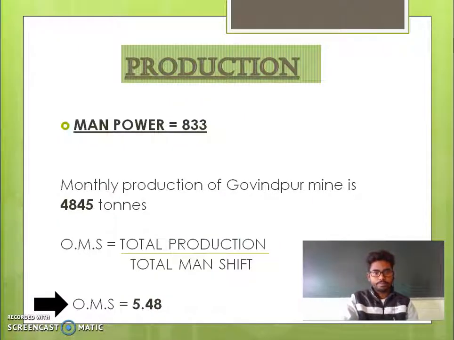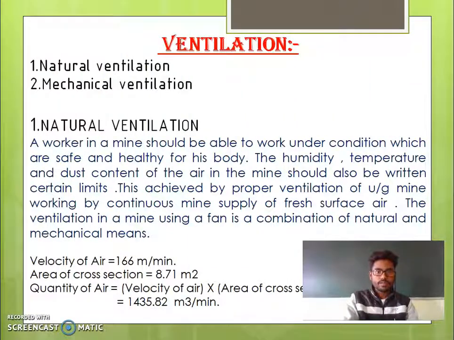Now it comes to the production. There are a total of 833 manpower working at Govindpur Colliery. Monthly production of Govindpur mines is 4,845 tons. Now if you calculate the OMS, it equals the total production divided by the total man shifts worked in the colliery. Now comes to the ventilation.